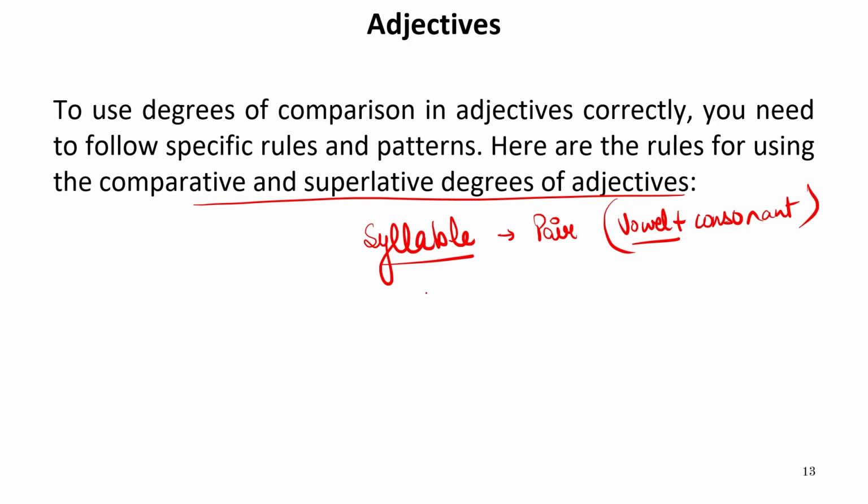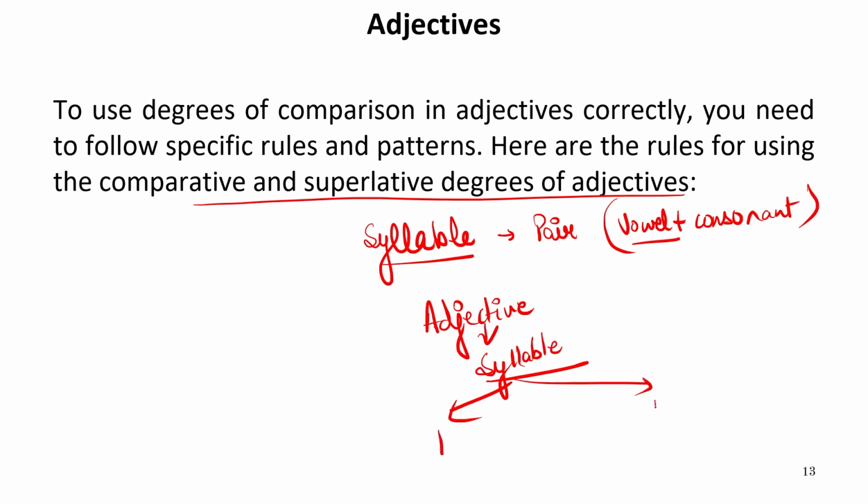Now what we have to do, we have to look at the adjective that we have. We have to check whether there is one syllable or more than that. So, more than one or one. If it contains only one syllable, we use ER or EST to convert the word into comparative and superlative respectively. And if we have more than one syllable in an adjective, we use the more or most prefix to convert the word into comparative and superlative respectively.